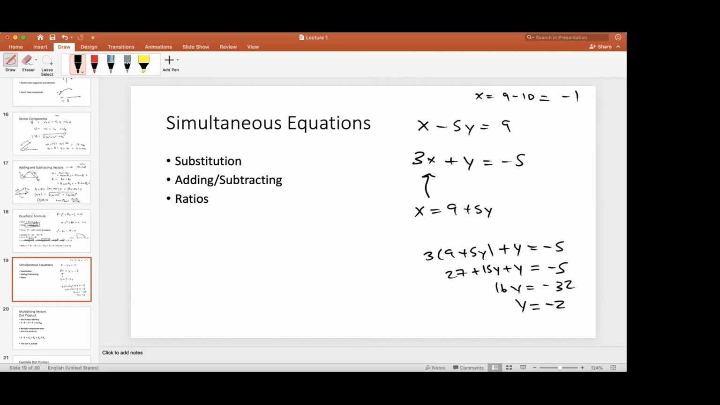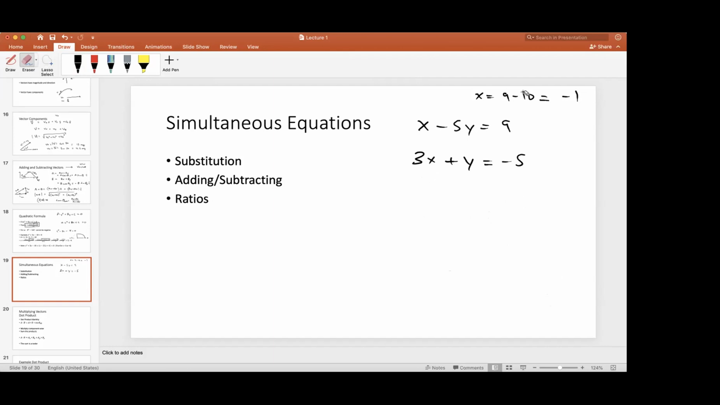3 times -1 is -3, -2 is -5. Yes, it solves it. Great. However, there's actually easier ways that require you're a little bit more sophisticated.